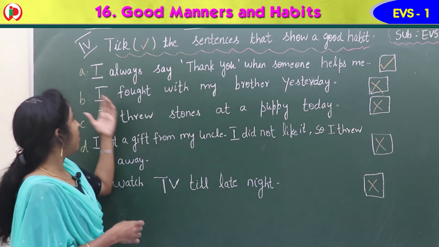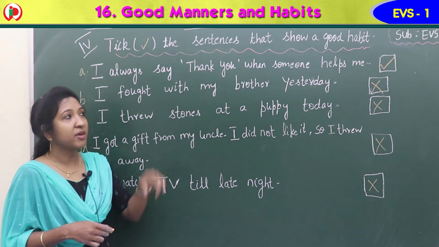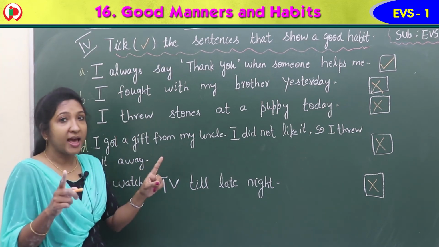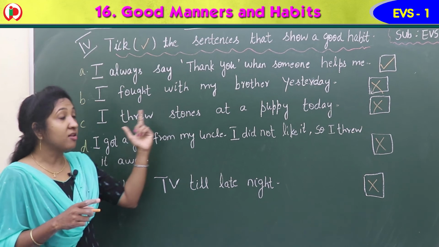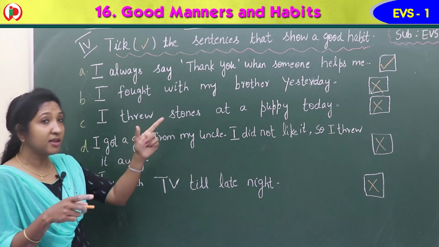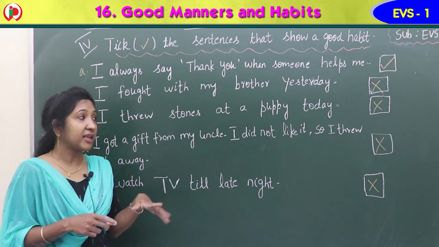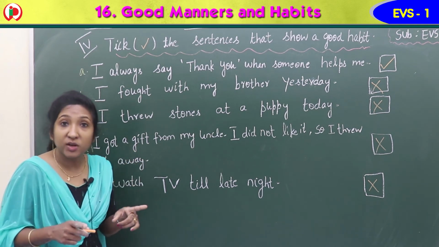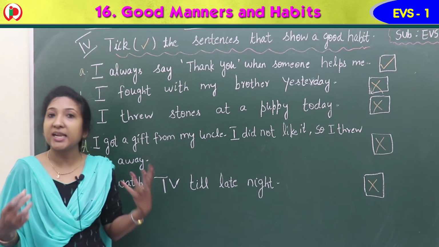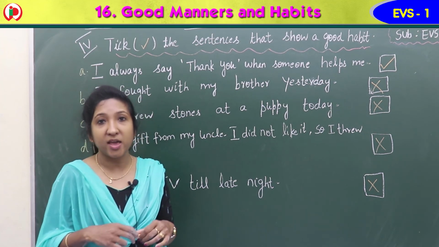Okay? Yes. So I always say thank you when someone helps me. It is a good habit. So put a tick. I fought with my brother yesterday. It's not a good habit. So cross. I threw stones at a puppy today. Again, it's not a good habit. So cross in the square box. I got a gift from my uncle. I did not like it. So I threw it away. It is not a good habit. So put a cross in the square box. Last one, I watched TV till late night. It is not a good habit. So put a cross in the square box.